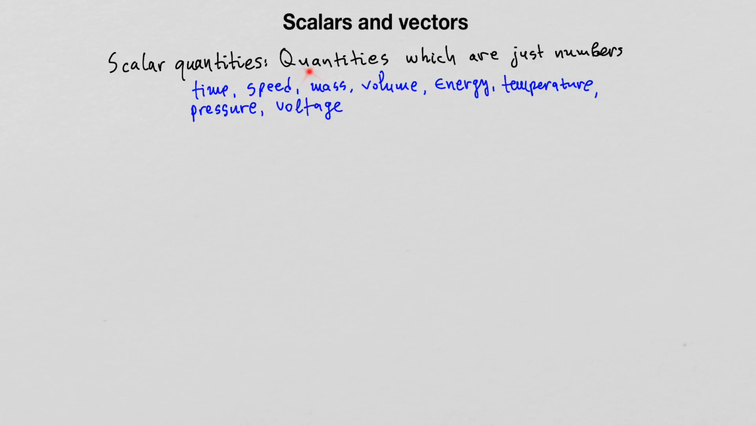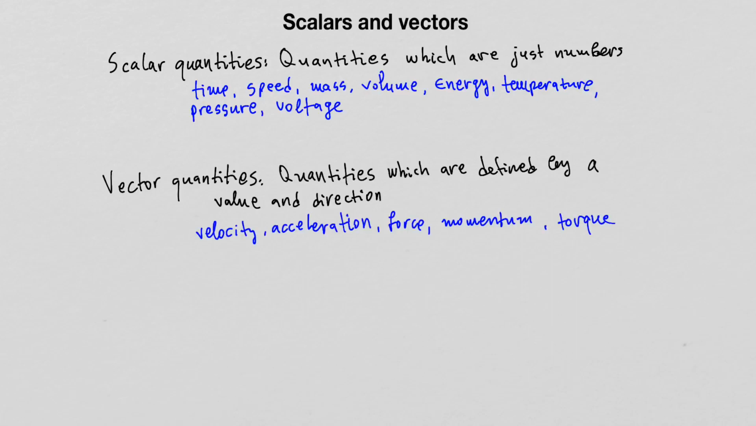Scalar quantities are quantities which are just numbers. And so there are multiple examples of scalar quantities. For example, time, speed, mass, volume, energy, temperature, pressure, voltage, and so on and so forth. All of these quantities only have a value associated with them but have no direction associated with them. We can't talk about mass in a certain direction, or volume in a certain direction, or energy, or temperature in a certain direction, and so on and so forth.